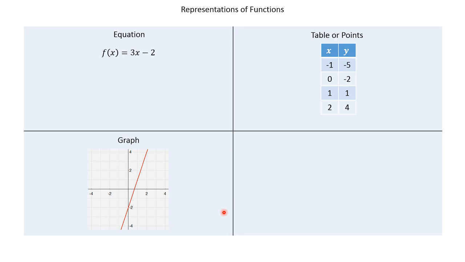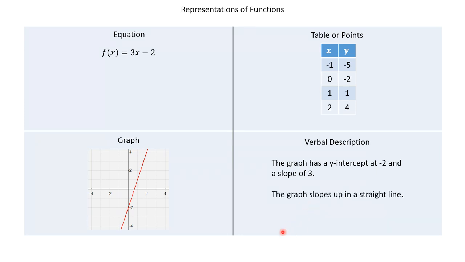And the fourth way we can represent functions, and this is the way people don't think about so much, but it's another thing that we've seen, is using a verbal description. Now, the term verbal here is not verbal as in you are speaking to me. It's not verbal as in I'm going to have you describe your homework assignment. It's verbal as in using words, written words. So a description of this equation could be something like: it has a y-intercept at -2 and a slope of 3. It could be something like: the graph slopes up in a straight line.